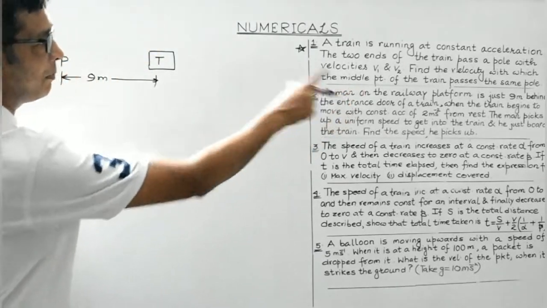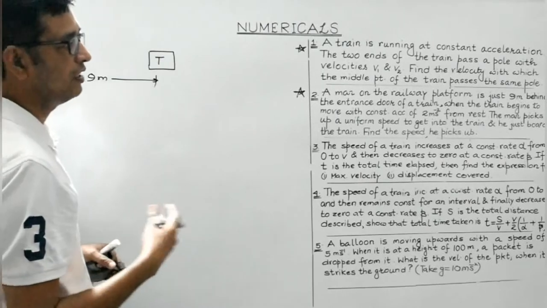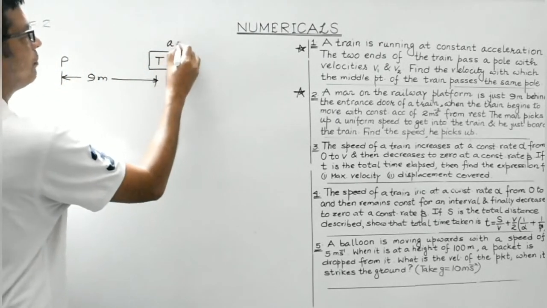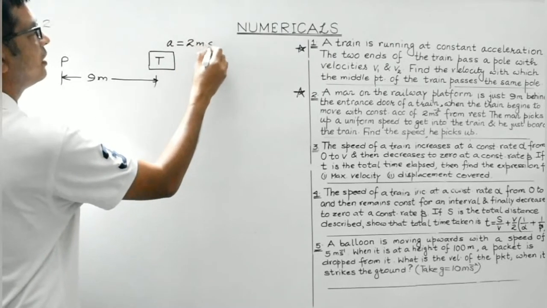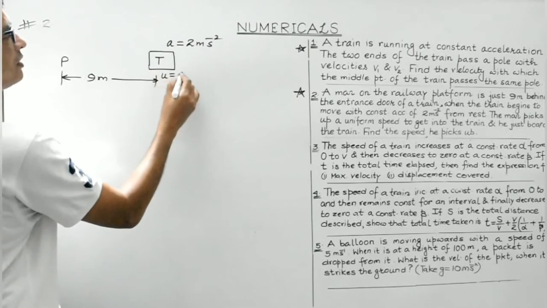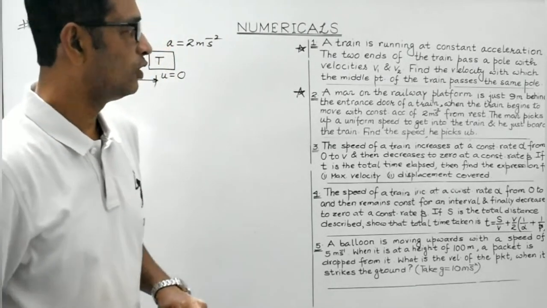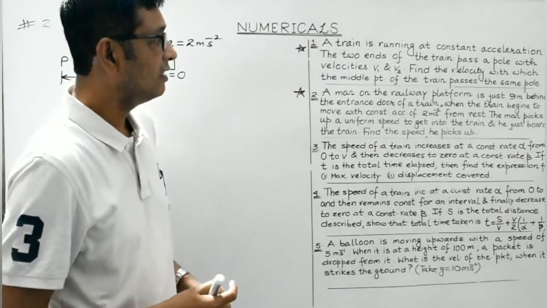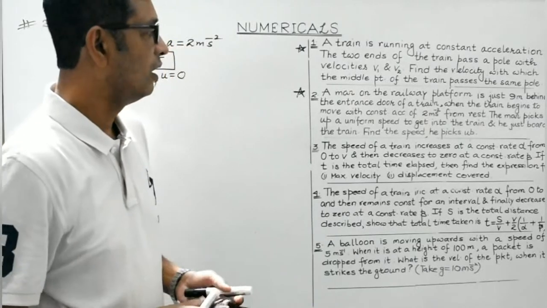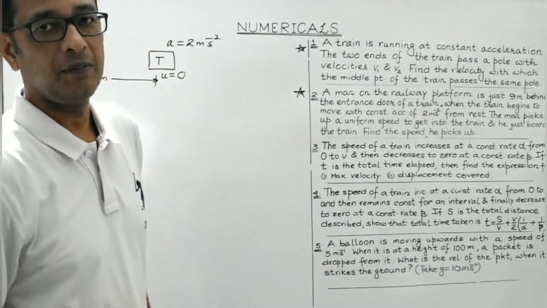So, the man on a railway platform is just 9 meters behind the entrance door of a train when the train just begins to move with a constant acceleration of 2 meters per second square from rest. So, the initial velocity of the train is 0, right? The man picks up a uniform speed to get into the train and he just boards the train. He is just able to board the train. We are supposed to find out the speed he picks up, right?